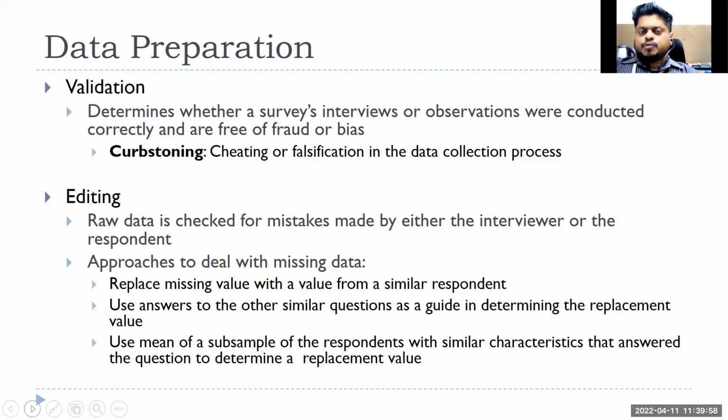Curbstoning is the process of cheating or falsification in the data collection process. It might happen with your respondent who is giving you the data, or from your side also. It is not that you will always be writing correctly. Sometimes people falsify data, and that is where your results will also be incorrect. Then comes the editing part.